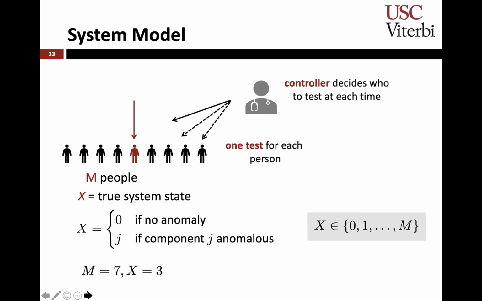All right, so what's the problem that I want to solve here? I'm going to start with a very simple instantiation, recognizing that it's overly idealistic, but then make it more practical. I have a series of M people in the population, and let's assume only one of them is allowed to be infected. And so I have some controller, say a medical professional, that's going to decide who I'm going to test at what point. And so what I'm trying to figure out is this X, which is my true system state.